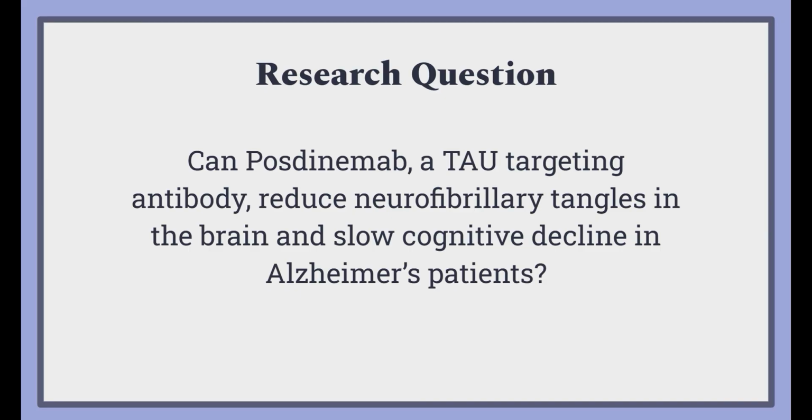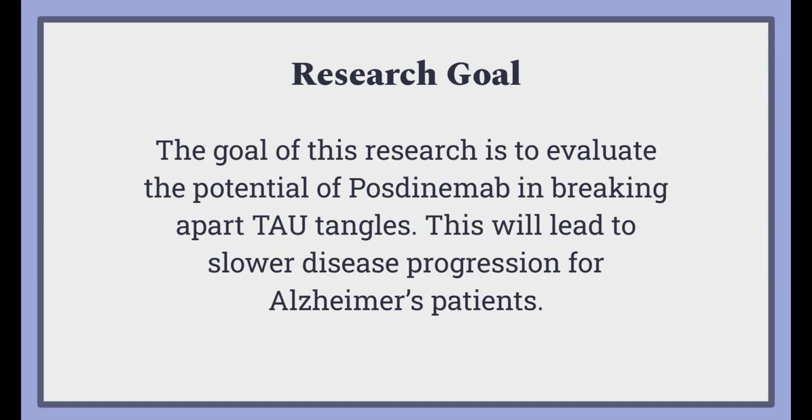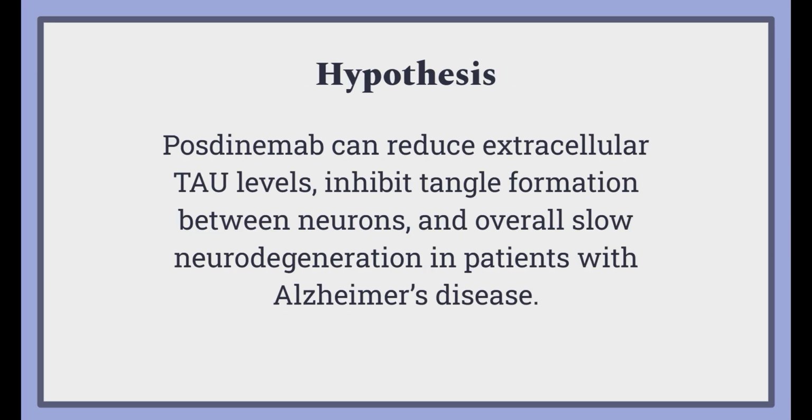Research question. Can Postdyne-mab, a TAU-targeting antibody, reduce neurofibrillary tangles in the brain and slow cognitive decline in Alzheimer's patients? Research goal. The goal of this research is to evaluate the potential of Postdyne-mab in breaking apart TAU tangles. This will lead to slower disease progression for Alzheimer's patients. Hypothesis. Postdyne-mab can reduce extracellular TAU levels, inhibit tangle formation between neurons, and overall slow neurodegeneration in patients with Alzheimer's disease.